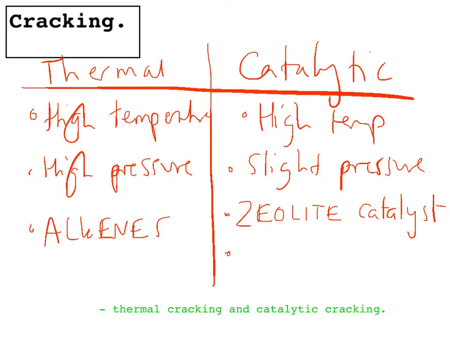This doesn't make as many alkenes, this makes mainly aromatic compounds, and that is a word that we use to describe things that have benzene rings in them, if you've come across those before. Don't worry if you haven't, you won't be asked what catalytic cracking produces. If you're asked what sort of stuff these produce, you'll be asked this one: that alkenes are produced from thermal cracking.